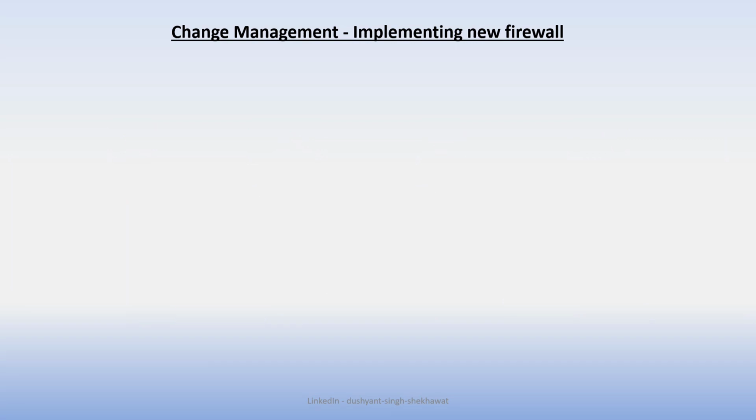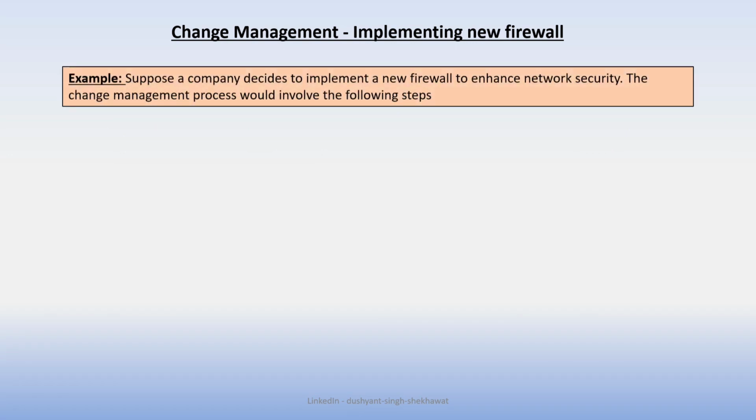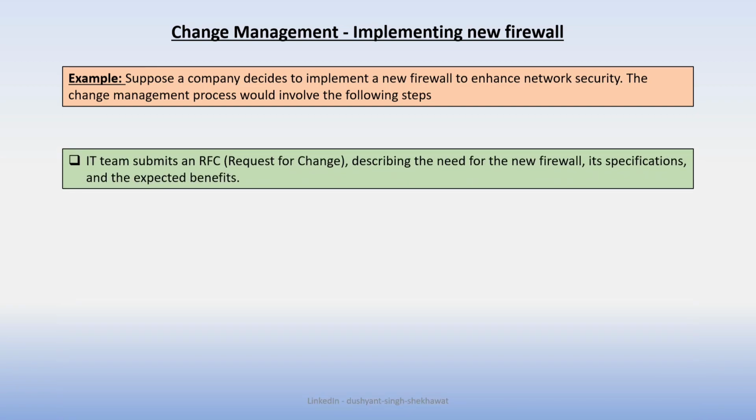Let's understand the change management with an example. Suppose a company decides to implement a new firewall to enhance network security. Then it will involve the following steps for change management process. The first step is request for change submission. IT team will submit a request describing the need for the new firewall, what are the specifications and what are the expected benefits of implementing the new firewall.